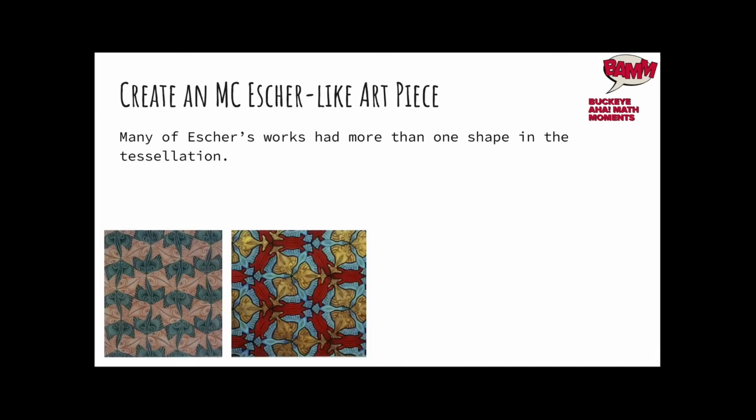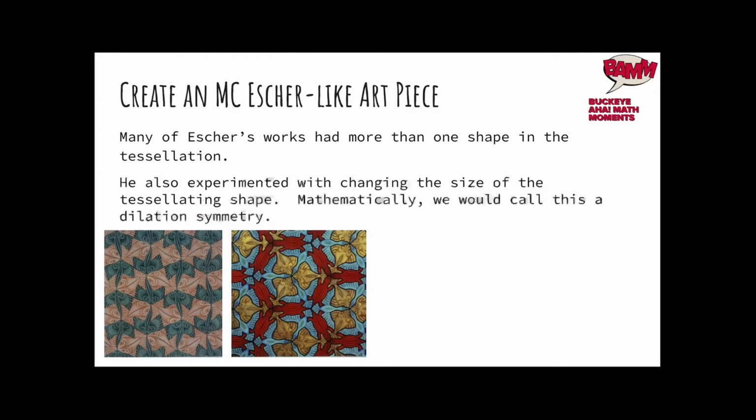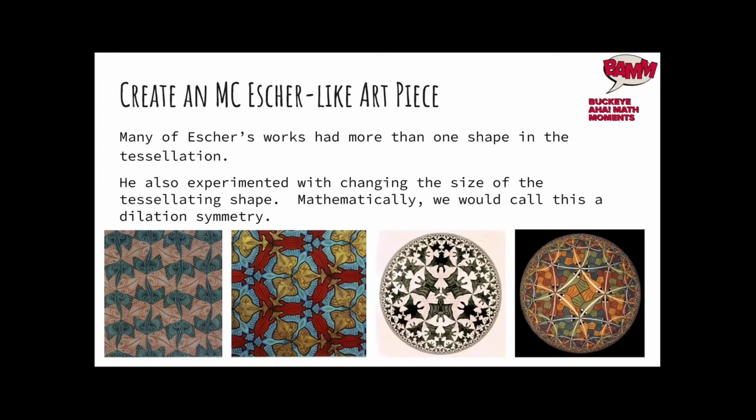You could also create an M.C. Escher-like art piece. You could even consider using more than one shape, as Escher did in some of his tessellations, or experimenting in other ways like changing the size of the shapes. We would call this dilation symmetry mathematically.